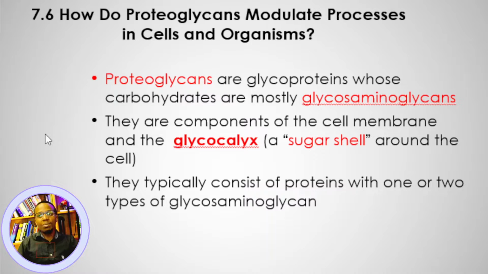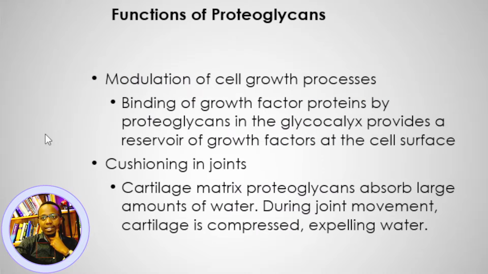If you look at your animal cell, they will be around, and they form what we call a glycocalyx, which is kind of a sugar layer around the cell. So you've heard of proteins around the cell, but you have a lot of sugar molecules around the cell, and these are made of proteoglycans. And these can modulate cell growth processes, cushioning of the joints, and they can also serve as signal molecules and so on and so forth.